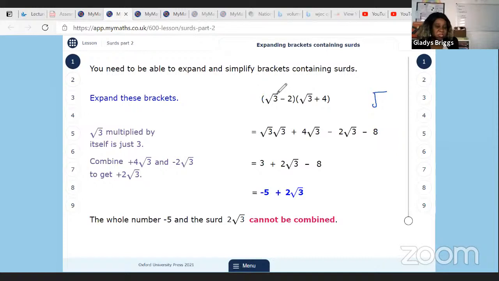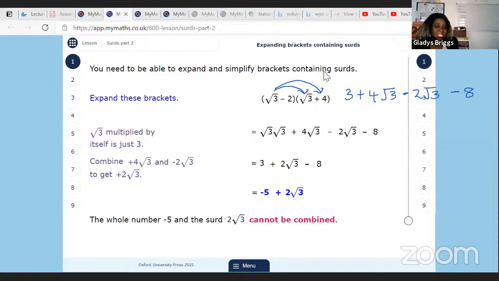So you're going to use what's inside this bracket to multiply everything that is inside the other bracket. Let's start with the first number and the other two. Root 3 times root 3 is 3. And root 3 times 4 is 4 root 3. And negative 2 times root 3 is minus 2 root 3. Negative 2 times 4 is negative 8.